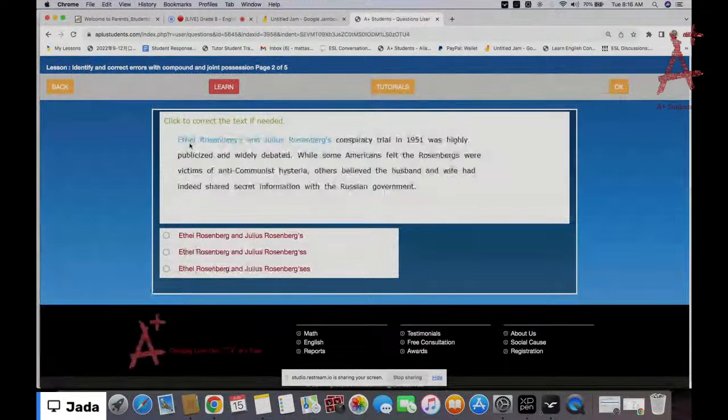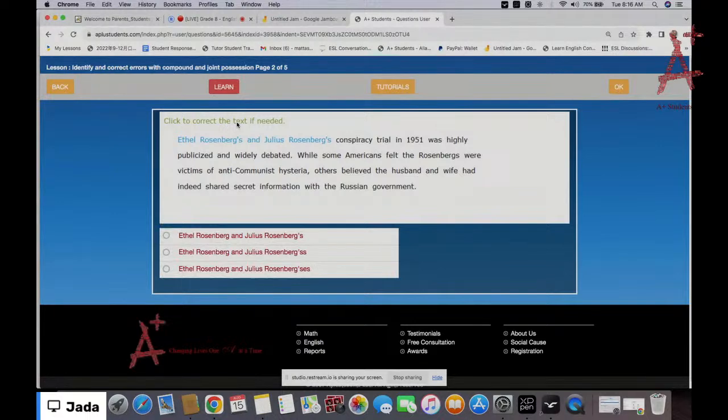So Ethel Rosenberg's and Julius Rosenberg's conspiracy trial in 1951 was highly publicized and widely debated. While some Americans felt that Rosenbergs were victims of anti-communist hysteria, others believed that the husband and wife had indeed shared secret information with the Russian government. So the Americans believe that they were victims of anti-communist hysteria.